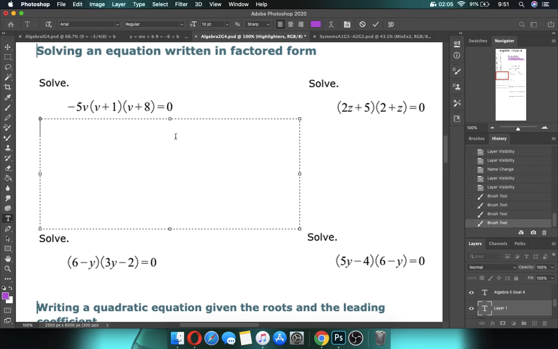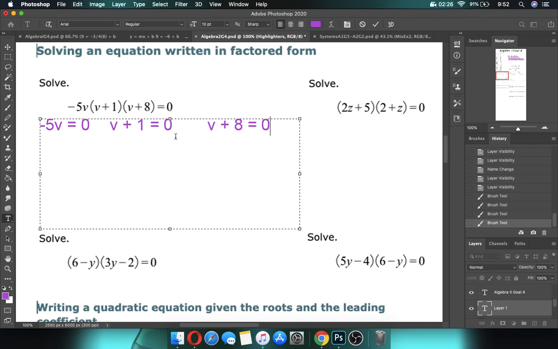If you haven't noticed it yet in Chapter 4, you will over time. The question that you are constantly asking yourself is: is it set to 0? Because that's what you're going to be doing in order to solve your quadratics. So, first things first, negative 5v equals 0. And then, ooh, it's purple. v plus 1 equals 0. And then v plus 8 equals 0.